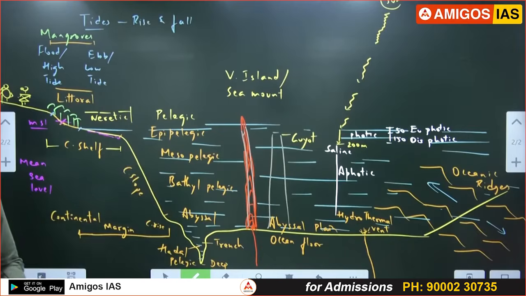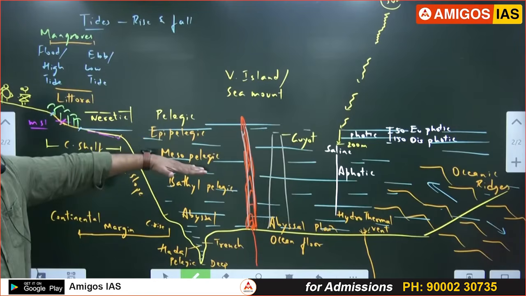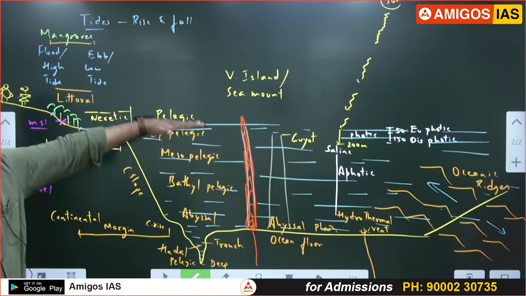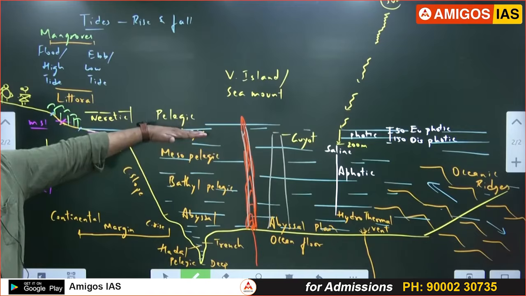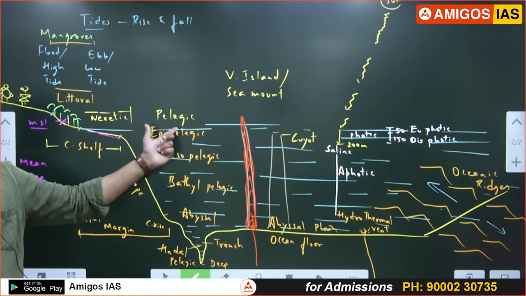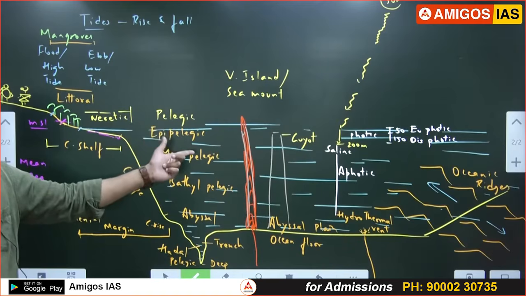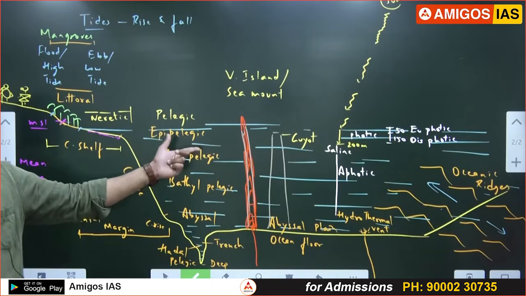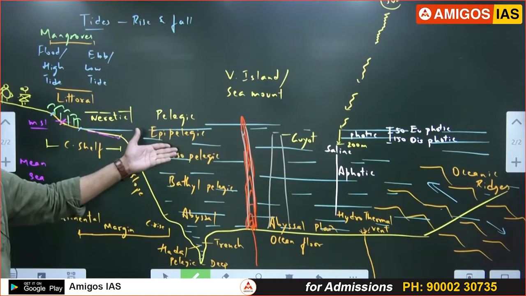Most of the marine food chain organisms, the marine ecosystem, live in the epipelagic and mesopelagic, because this is warm water on the surface and sunlight reaches here. So phytoplanktons, you might have heard of. Phytoplanktons, zooplanktons, small fish, large fish, all these are found in the upper part of the ocean.